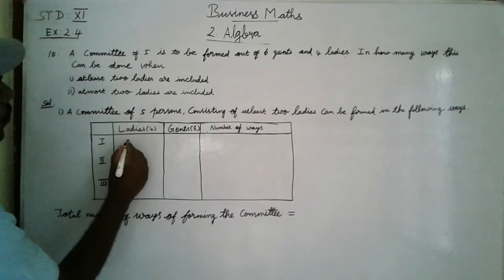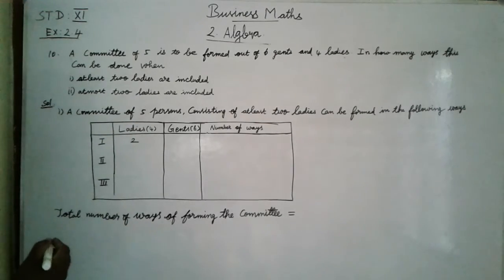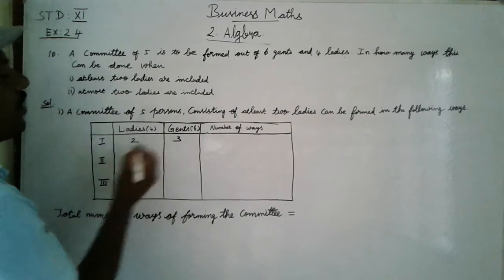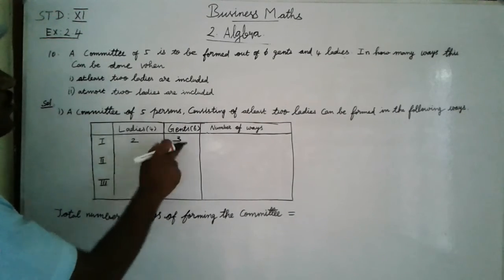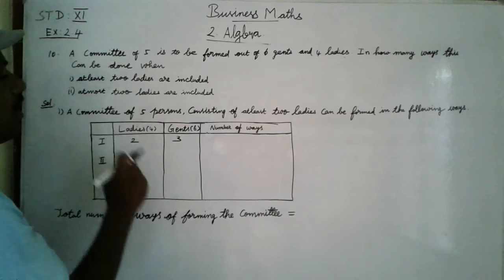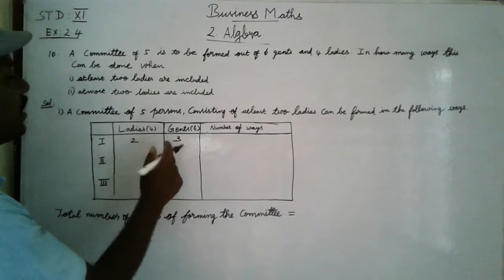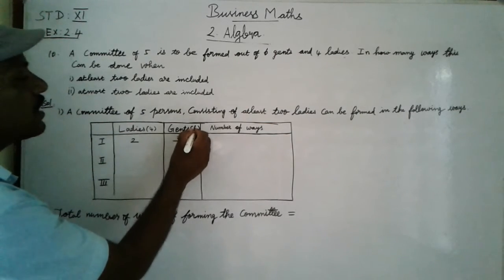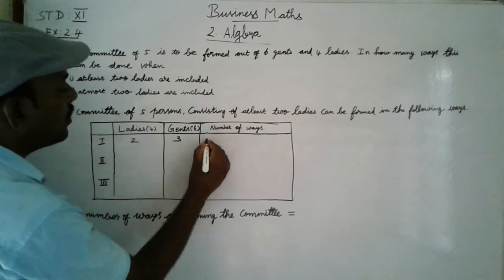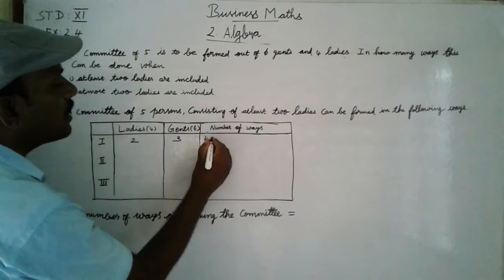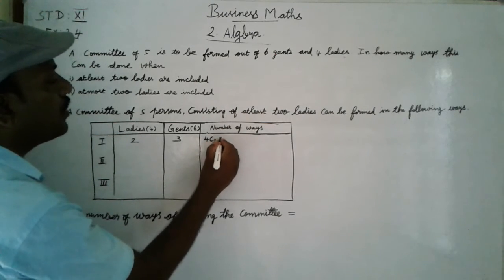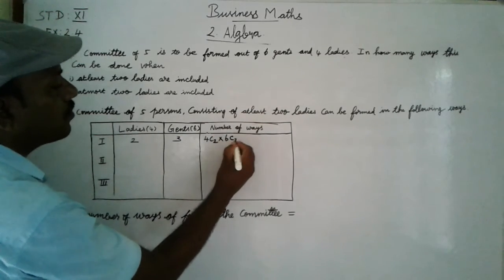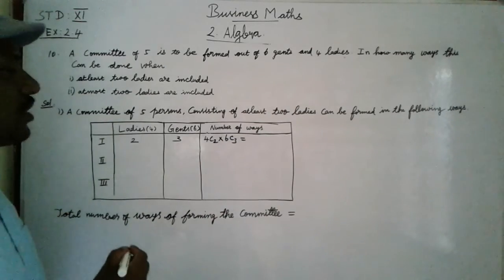So first, minimum 2 ladies, then the total is 5 persons. 2 plus 3 is 5. Total is 5 persons. So we should write 2 out of 4 ladies and 3 out of 6 gents. So what is here? 4C2 into 6C3.